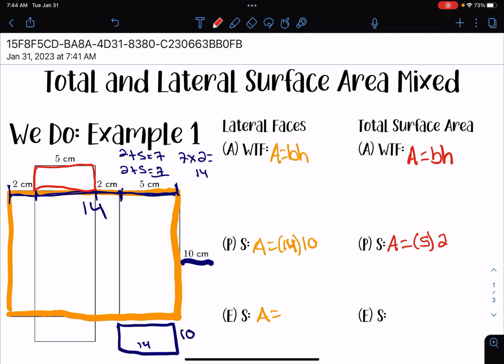And for this one, you have 2 of those. So what do you have to do when you multiply these 2? That's 10. That's correct. But that's the area for just one, and you have 2. So if you said you have to multiply times 2, you are correct. So 10 times 2 is 20. You're going to take this 20 and add it to whatever answer you get for 10 times 14. And that's going to be your total surface area. Okay?